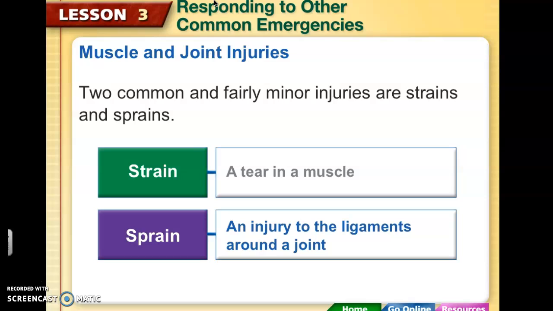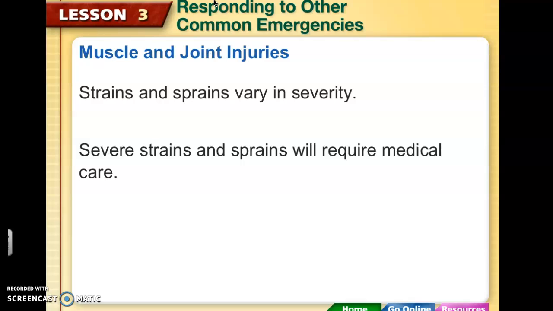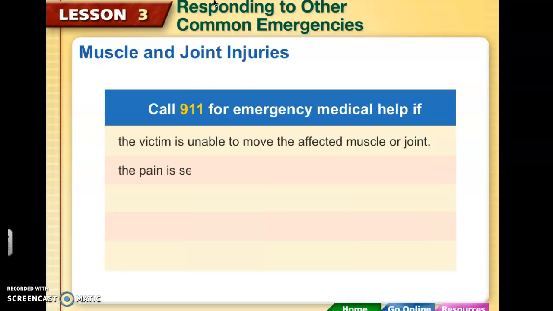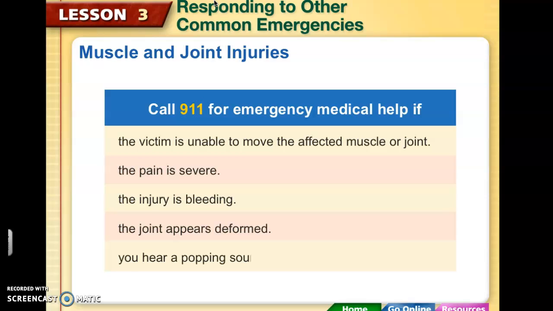And of course, they can be minor or major. They can be minor, where you can walk it off and be fine in a few days, or you may need medical attention and to stay off the injured body part for days or even weeks. So they can vary in severity, and that will depend on if you need medical attention. You want to seek emergency help if the victim is unable to move the affected muscle or joint, the pain is severe, the injury is bleeding, the joint appears to be deformed, or you hear a popping sound coming from the joint.